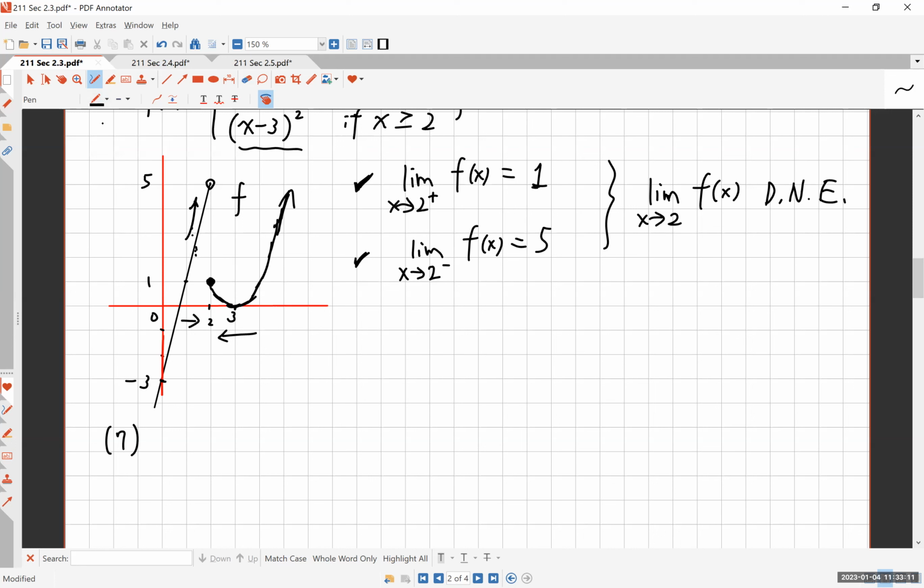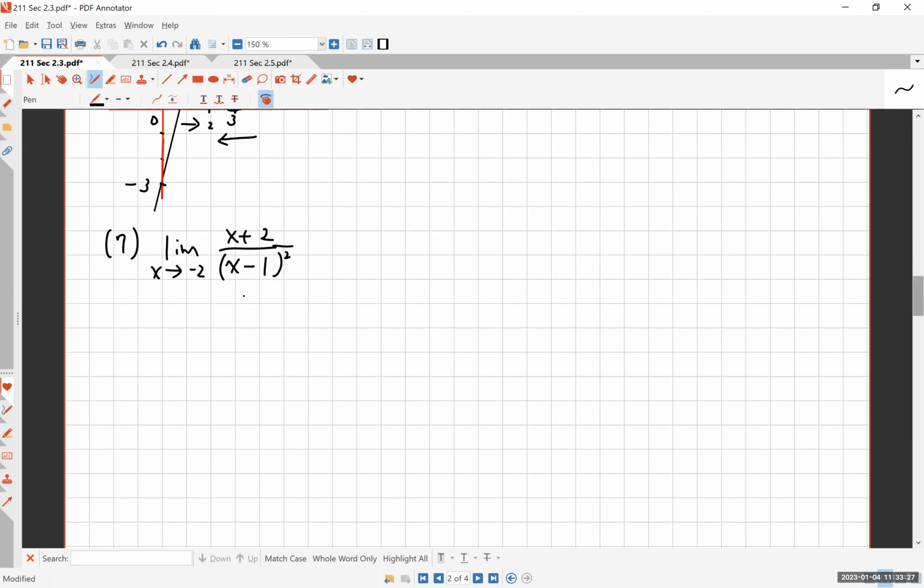Okay, number 7, the limit of x plus 2 over x minus 1 squared as x approaches negative 2. All right, so is this one of those cases where the denominator has a point where the function is not defined at 1, right? So you could sort of see the vertical asymptote.